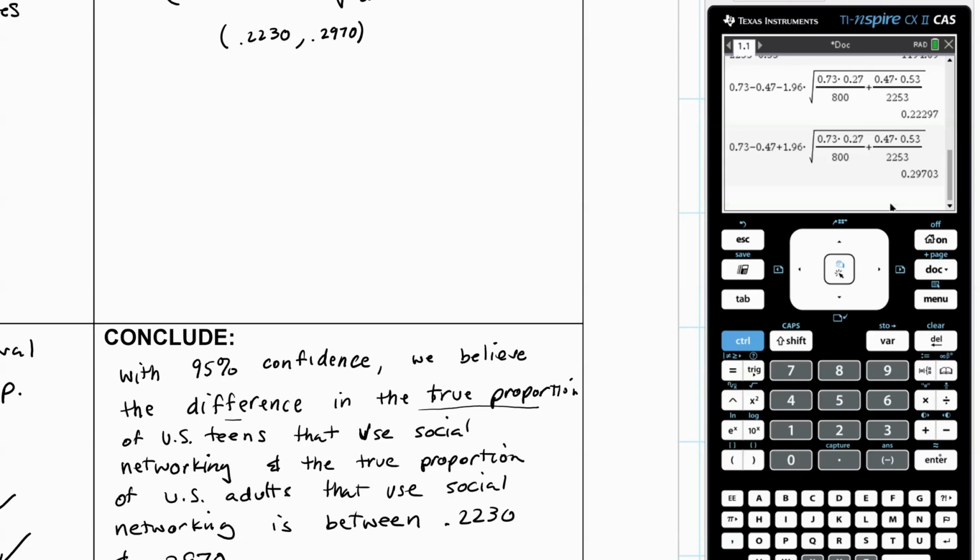that the difference is that teens use social networking more. This says not only do we know that they use it more, but we know that they use it more by somewhere in the 20%. We would not be surprised to hear that teens use social networking 25% more than adults do. It gives us a range of values that we think the true difference sits in.